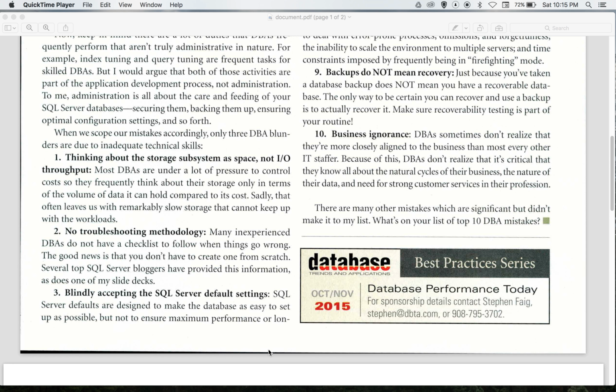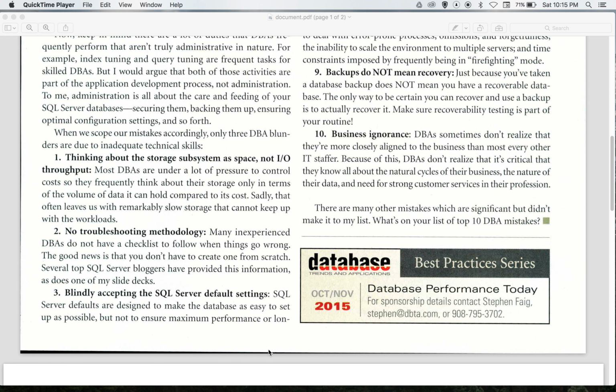Troubleshooting methodology. Many inexperienced DBAs do not have a checklist to follow when things go wrong. The good news is that you don't have to create one from scratch. There's tons of them available online from seasoned SQL programmers and so on.